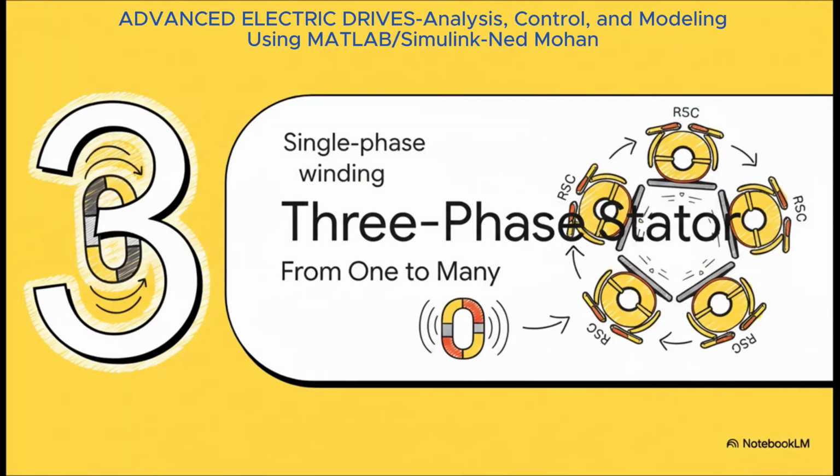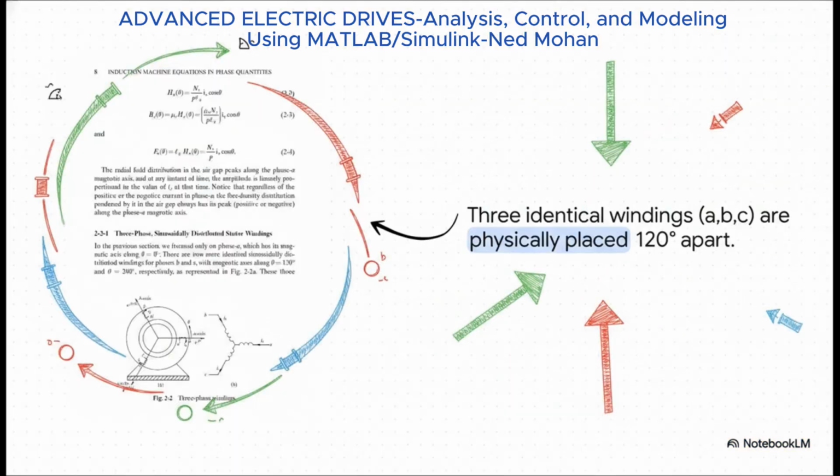Okay, so we've nailed down how to make a great single-phase winding, but induction motors are almost always three-phase. So the next logical step is to just take our perfect building block and replicate it. And here in Figure 2-2, you can see exactly how it's done physically. We just take 3 of those windings we designed, one for phase A, one for B, and one for C, and we install them in the stator so that their magnetic axes are physically shifted by 120 degrees from one another. So phase A is at 0, B is at 120, and C is at 240 degrees.